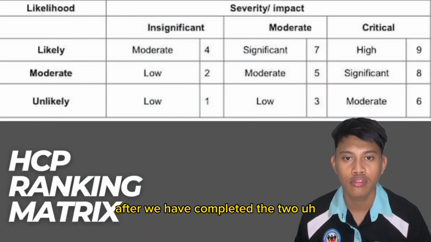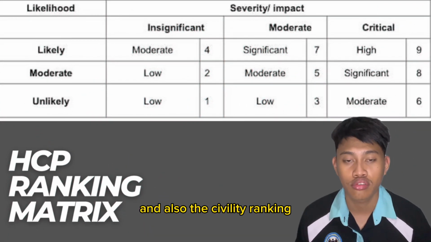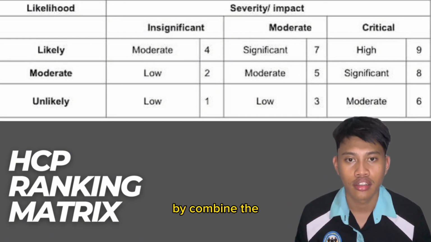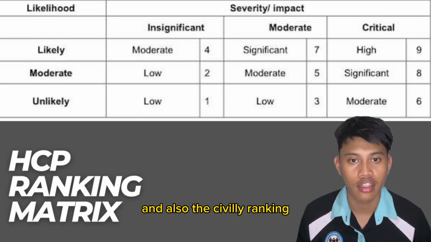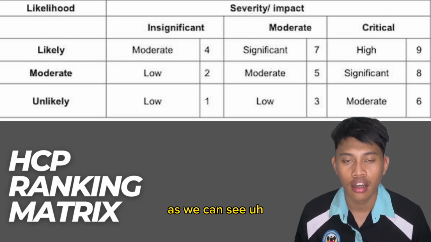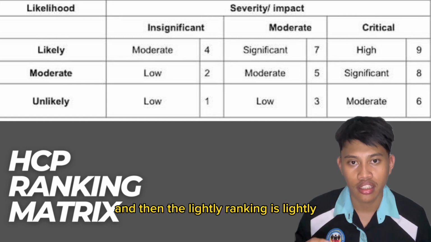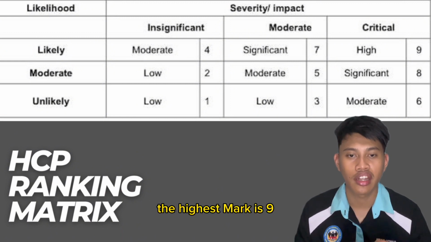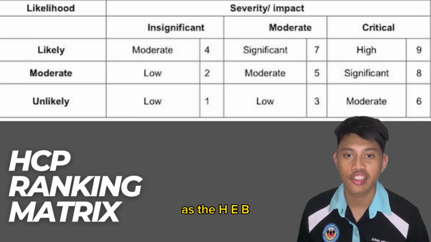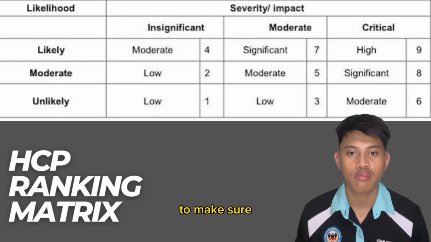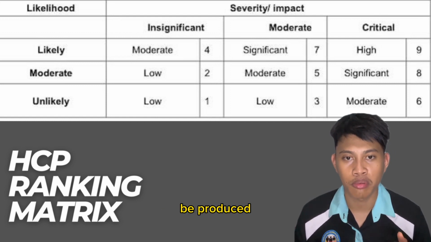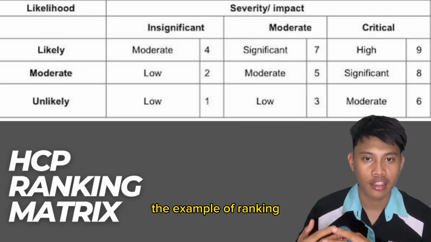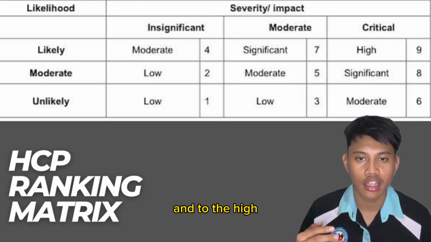After we have completed the two rankings, the likelihood ranking and the severity ranking, we can conclude the answer by combining both rankings. For example, from this table, as we can see, the severity ranking is critical and the likelihood ranking is likely. So it will be marked as high, and the mark is 9. The highest mark is 9, and a 9 can be considered as an HCP, and we need to do a control measure or corrective action to make sure the product will be produced smoothly and not change its status. So this is the example of ranking, from the lowest to the highest, which is 9.